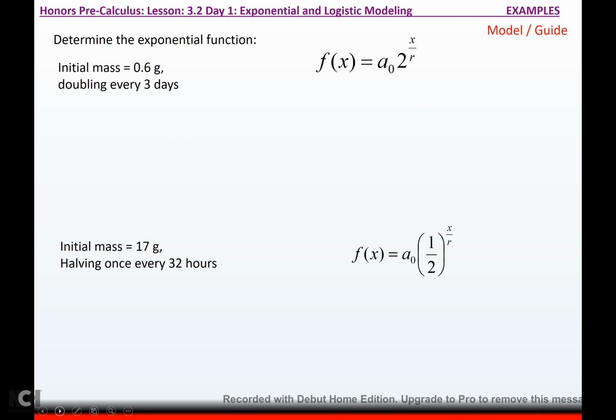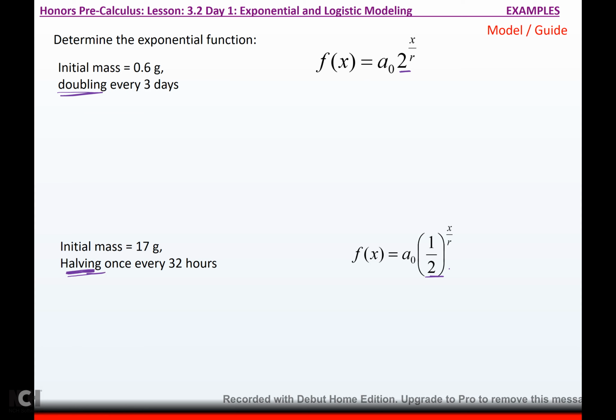So now we're going to be talking about when we double something every so often or when we cut it in half every so often. And the trick here is when your rate is doubling or halving, then we already know our base. If you're doubling something, my base is going to be 2. If you're halving something, my base is going to be 1/2.